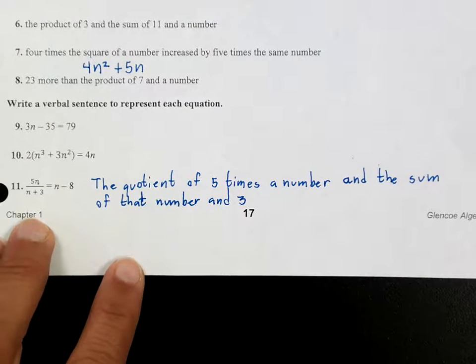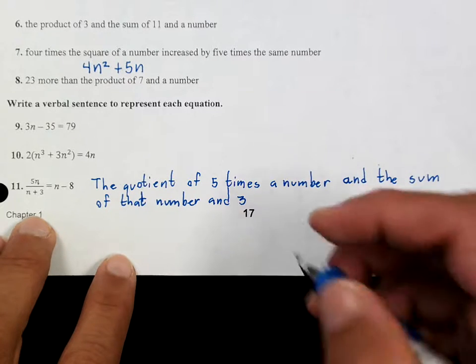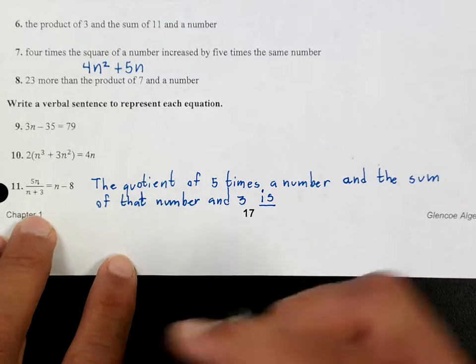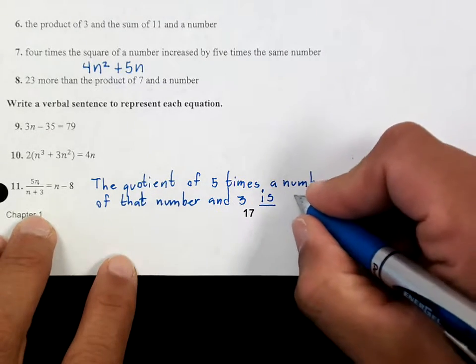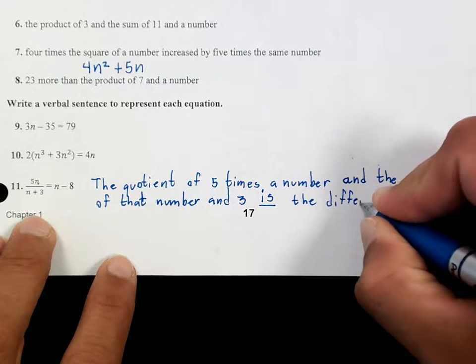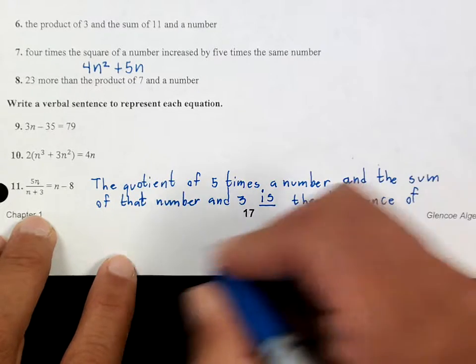To write what an equal sign says, you can just write is or is equal, whichever one you want really, but I'm just going to write is, and the is represents the equal sign. Is the difference of that number and 8.